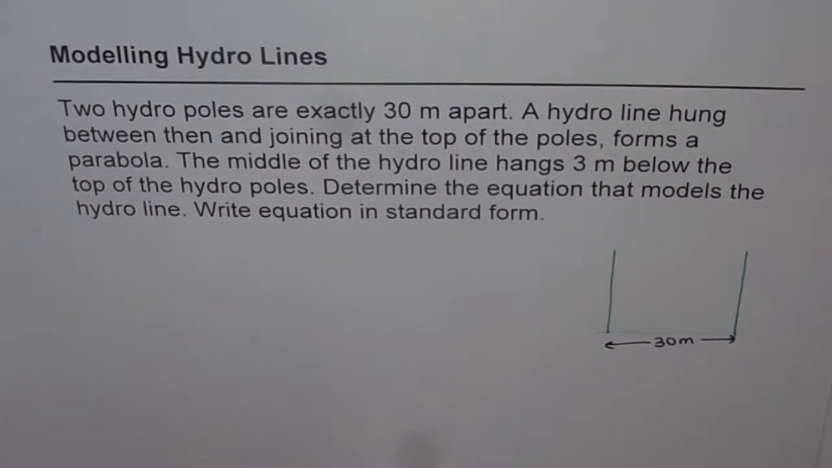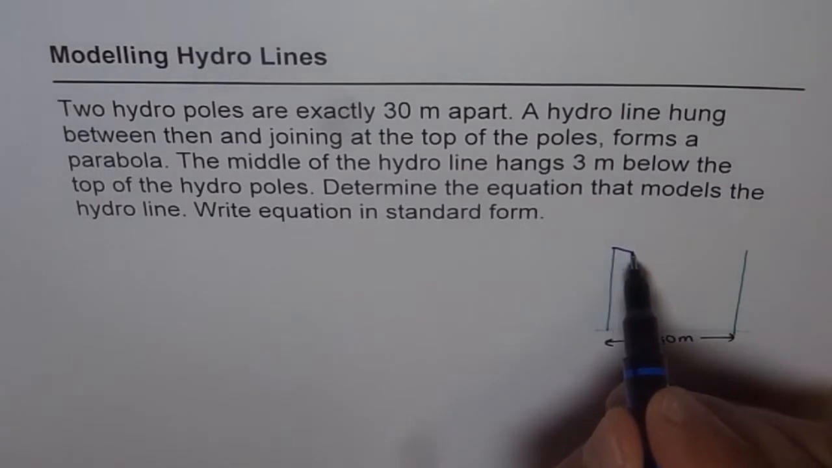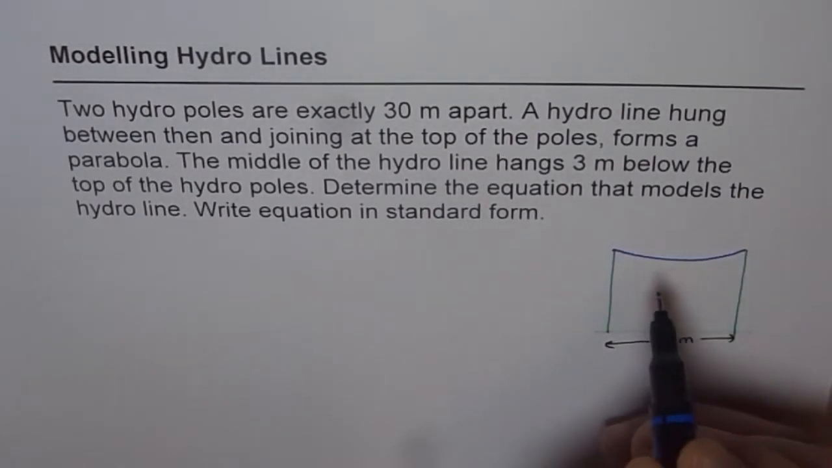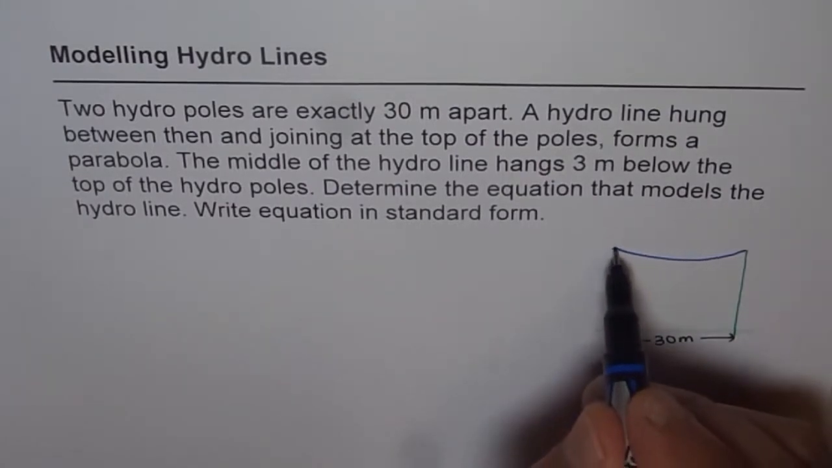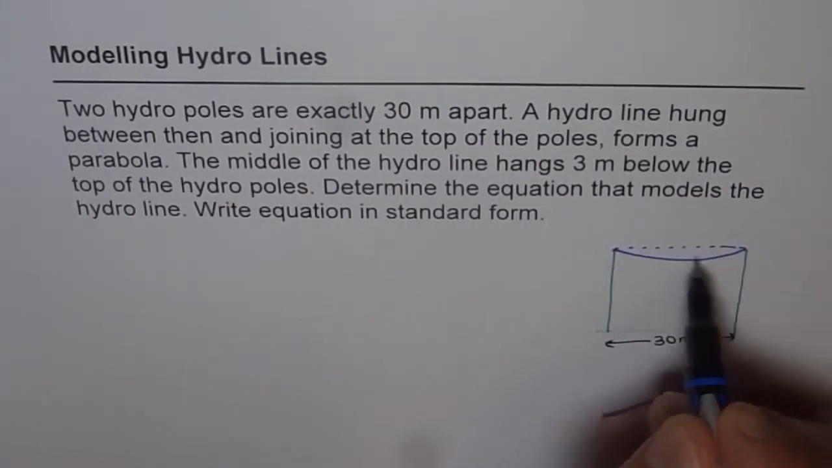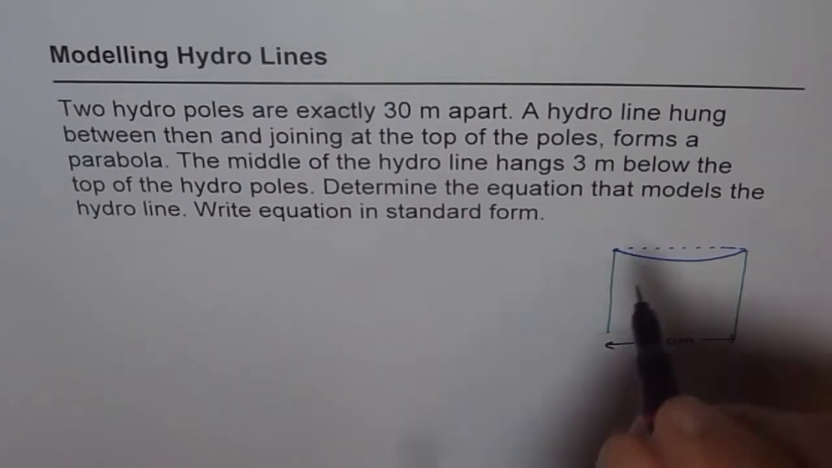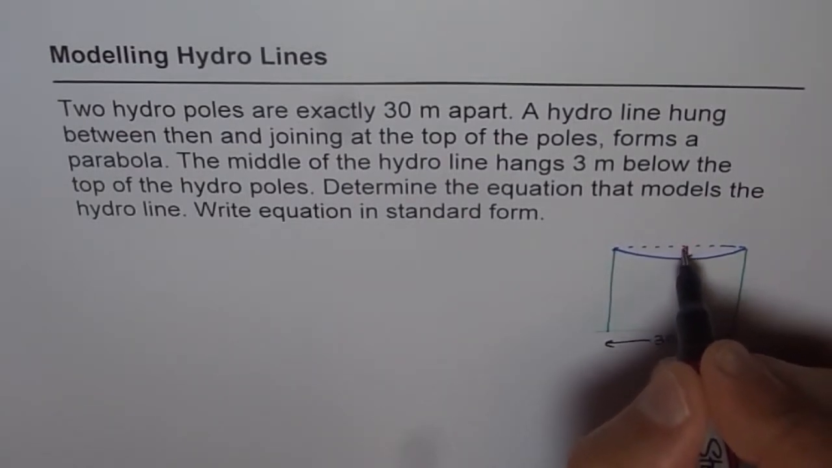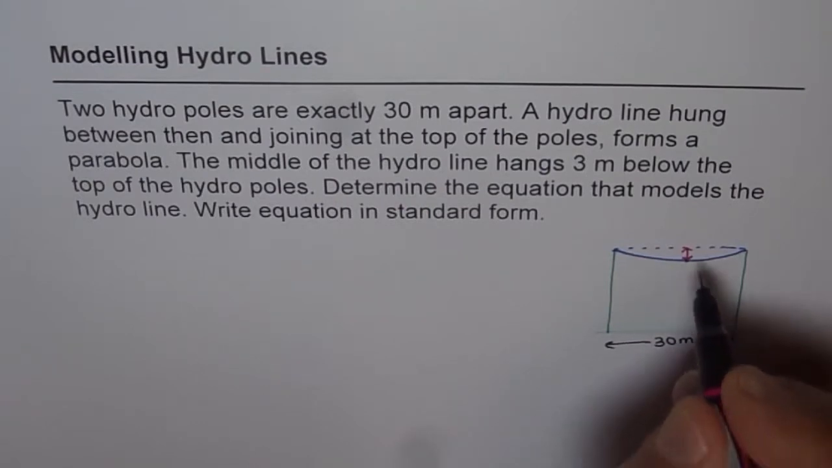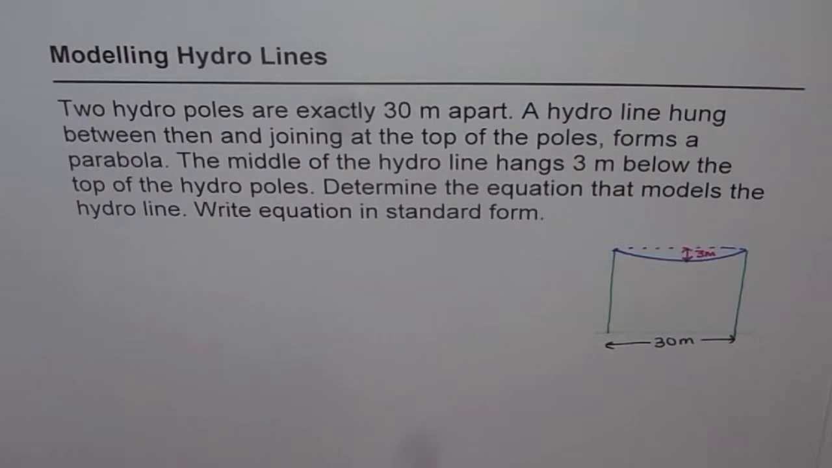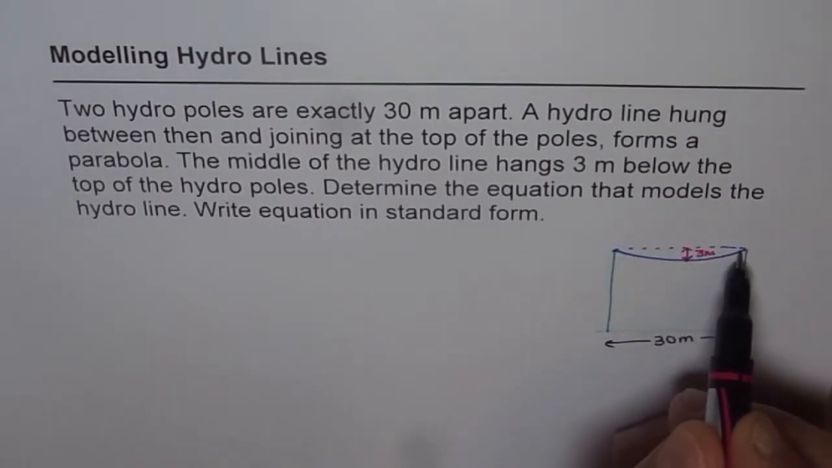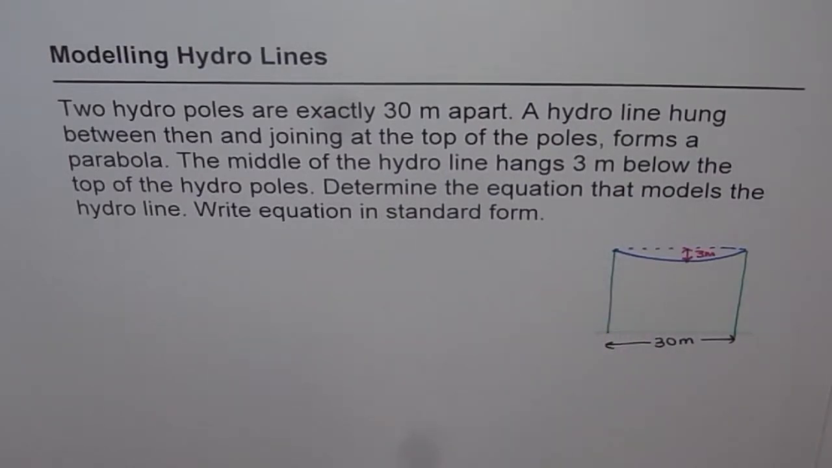So what is given to us is that the lines which are going through the top are kind of hanging like this. So here when we draw this, what we can say is that the hanging distance is right in the center. That is to say that this distance from the top is 3 meters. That is what is given to us. Now we need to find the equation of the parabola. So this path is a parabola, right? That is what we need to find.